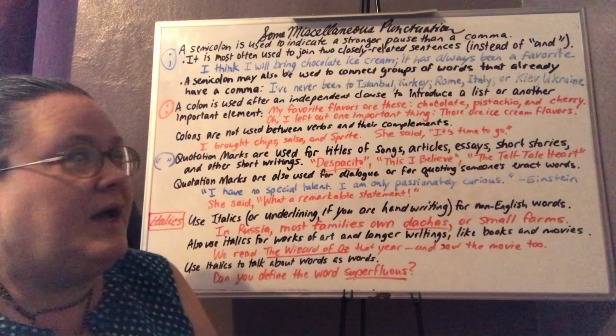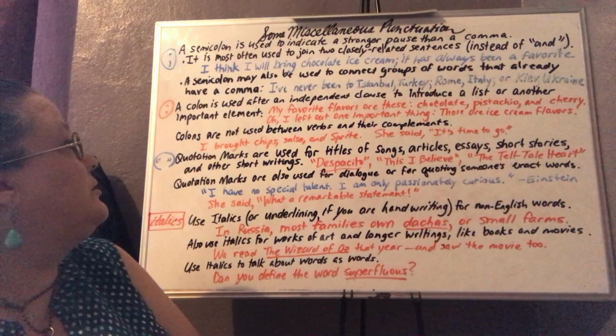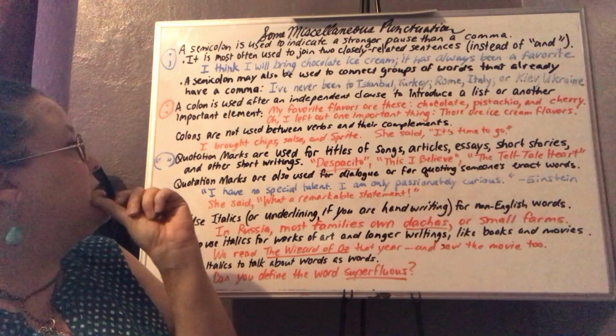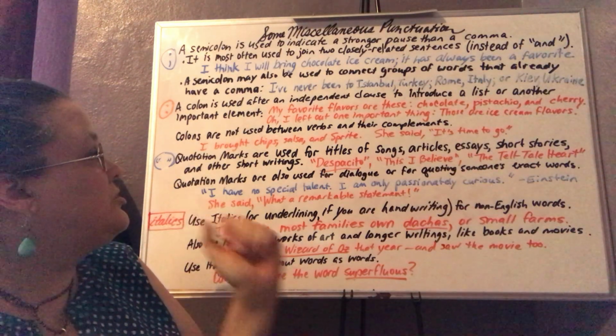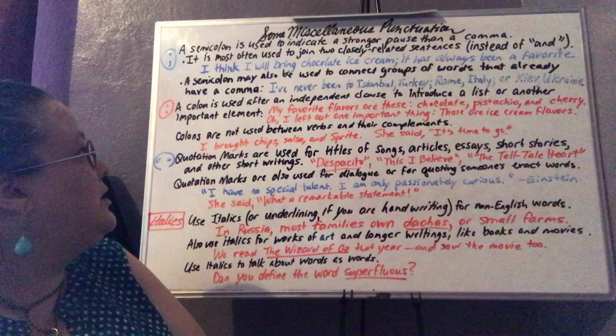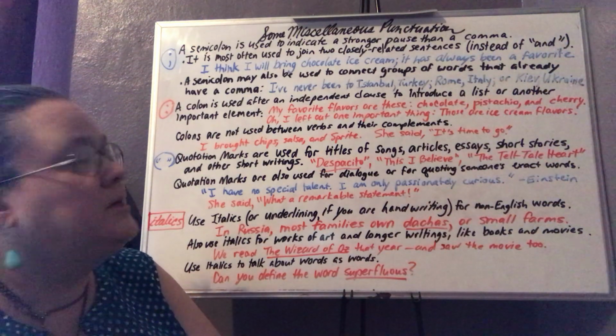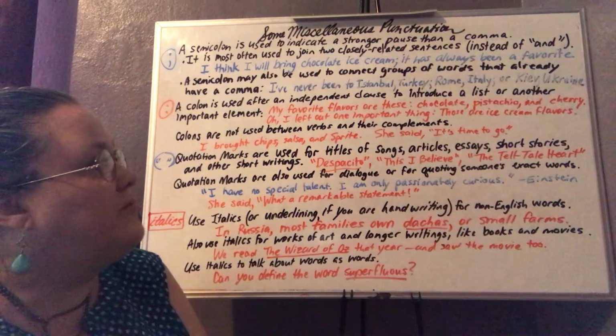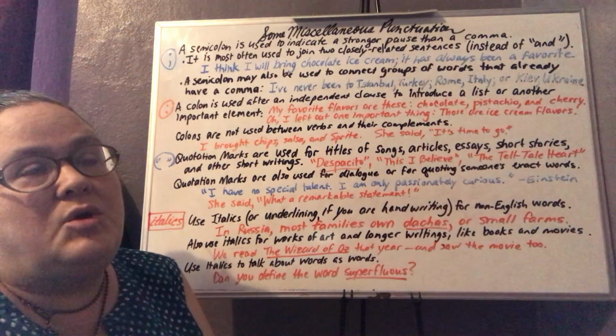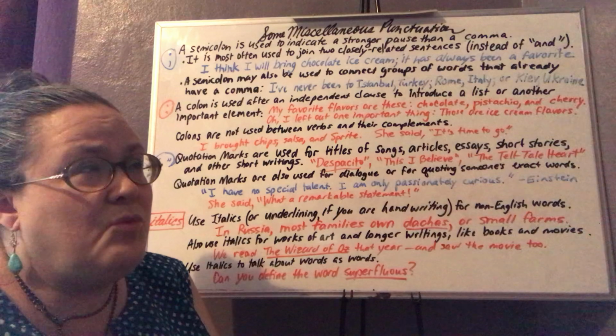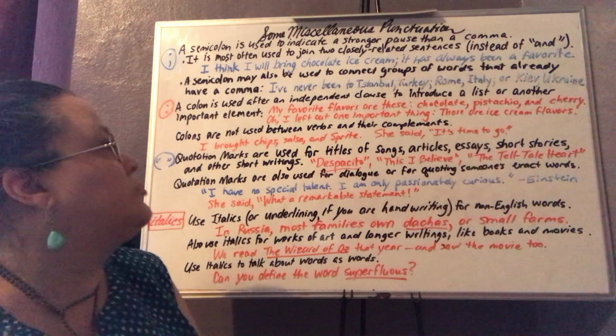The first one I have on this list is a semicolon. It looks like this. A semicolon is used to indicate a stronger pause than a comma. It is most often used to join two closely related sentences. Normally we use it instead of the word and. The second sentence has to, in some way, logically follow the first one.